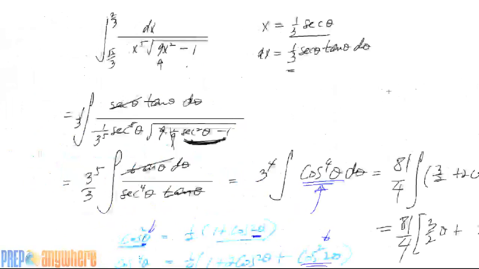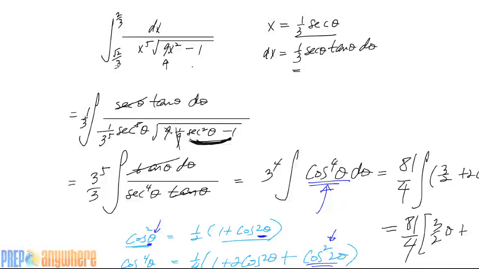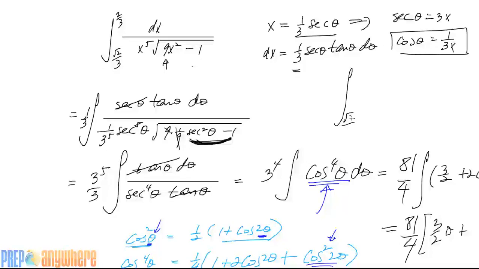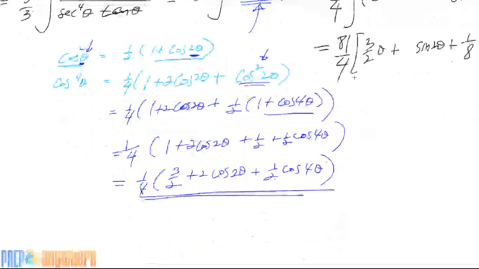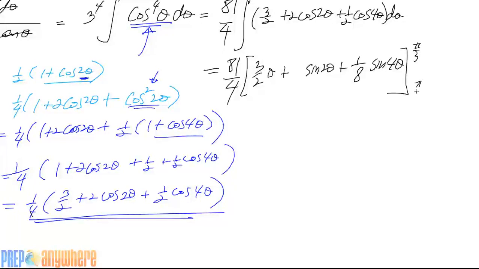Now we have some values initially: root 2 over 3 and 2 over 3. From here, this actually means that the secant of theta is equal to 3x, which means cosine theta equals 1 over 3x. So if you replace that with root 2 over 3, 1 over 3 times root 2 over 3, root 2, that cancels out, you get 1 over root 2. That is, for cosine, pi over 4. Now with 2 over 3, 1 over 3 times 2 over 3 gives you half, and cosine theta equals half at pi over 3. So pi over 3 and pi over 4 is what we have to plug in.